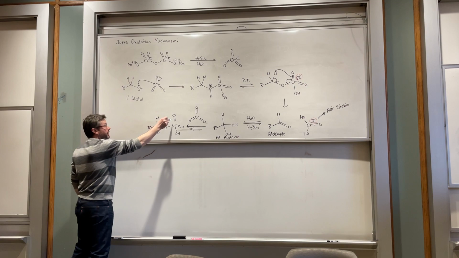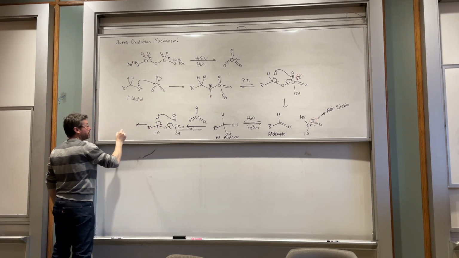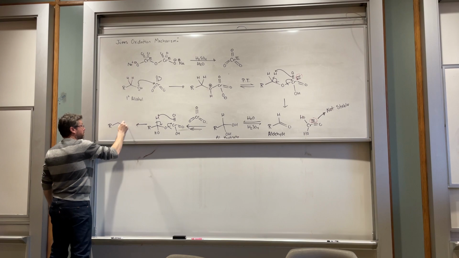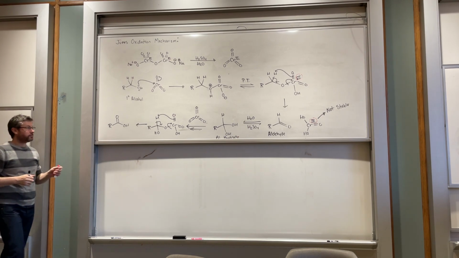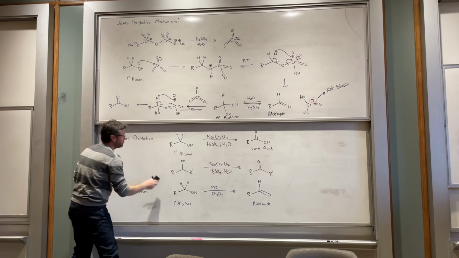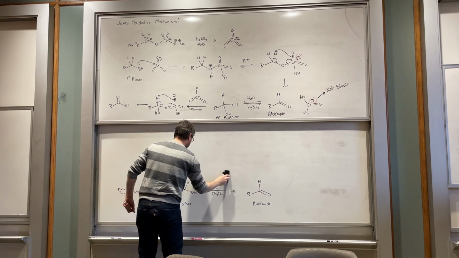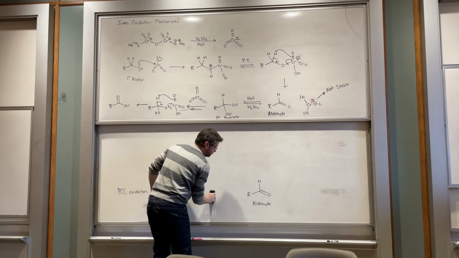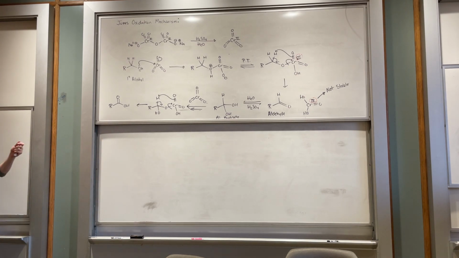Right, so at this point, we can undergo that same oxidation reduction. Right, so carbon gets oxidized, chromium gets reduced, and that takes us then to carboxylic acid. Questions about this mechanism?